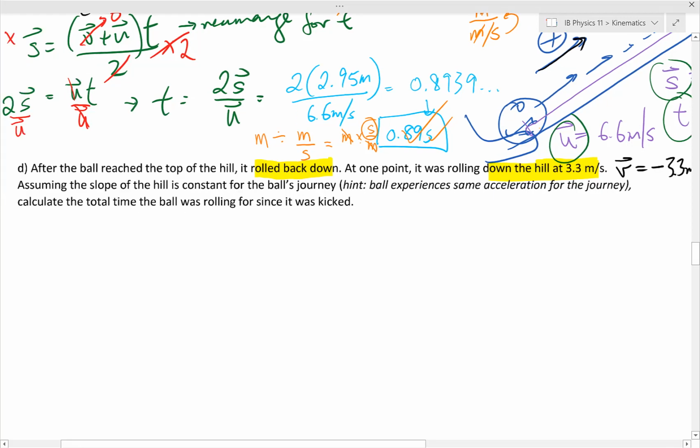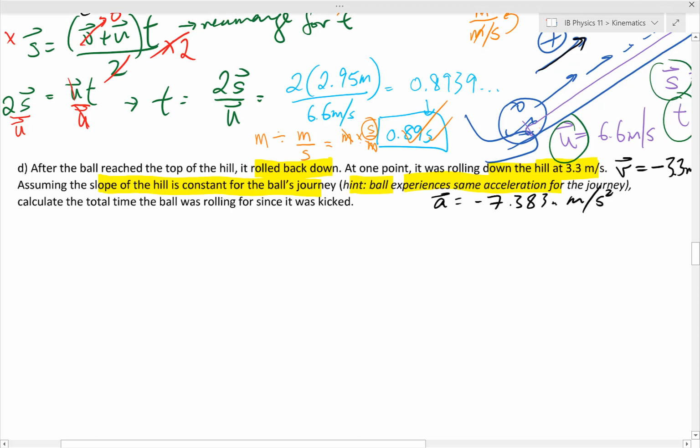We have a little hint here, which I should have put earlier. Because the slope of the hill is constant for the ball's journey, meaning that the slope doesn't change, the ball would experience the same acceleration for the whole journey. So the acceleration is the same as before, negative 7.383 meters per second squared.